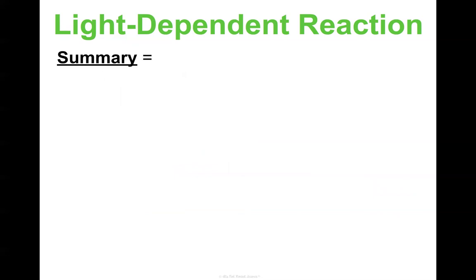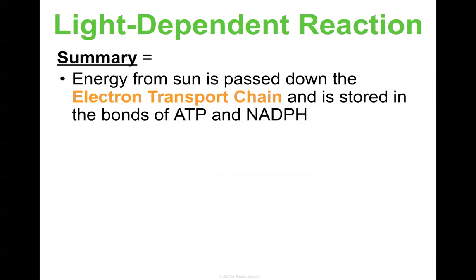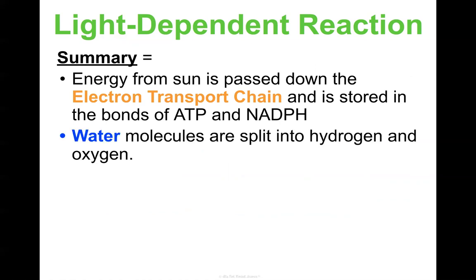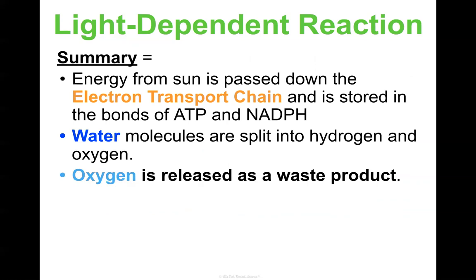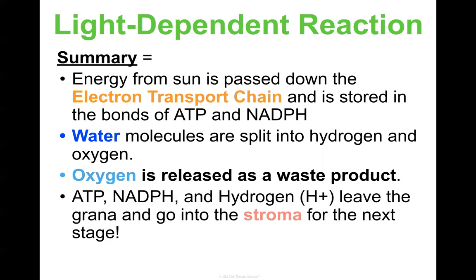So in this light-dependent reaction, energy from the sun is passed down the electron transport chain, and it's stored in the bonds of the ATP molecules and the NADPH molecules. That's where the energy gets stored. Water molecules are split into separate hydrogen and oxygen atoms. Oxygen is released as a waste product, and we are very grateful to all the plants that they are releasing oxygen for us. ATP, NADPH, and hydrogen leave the grana and go into the stroma for the next stage.